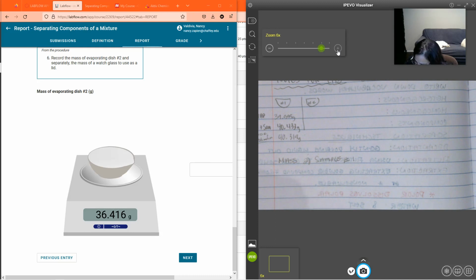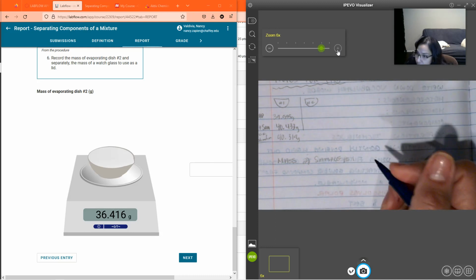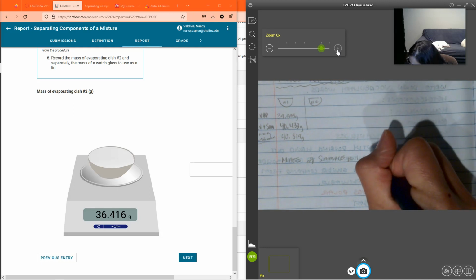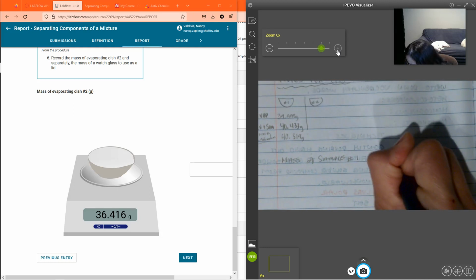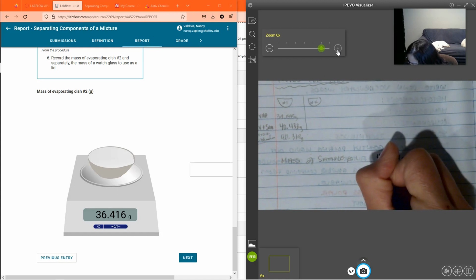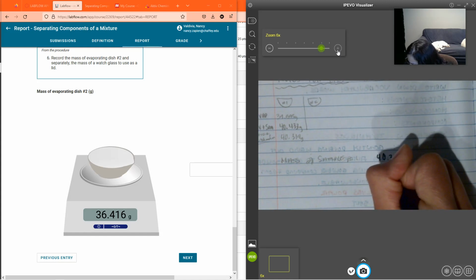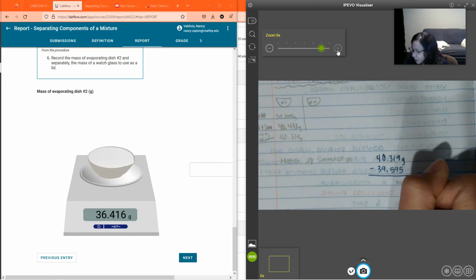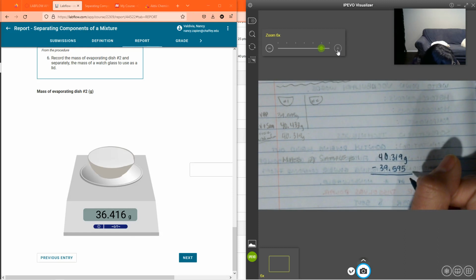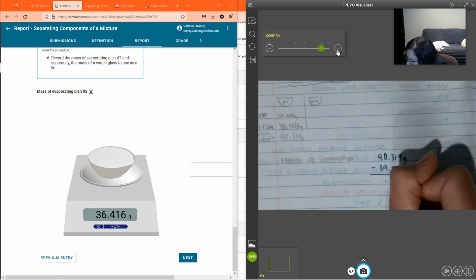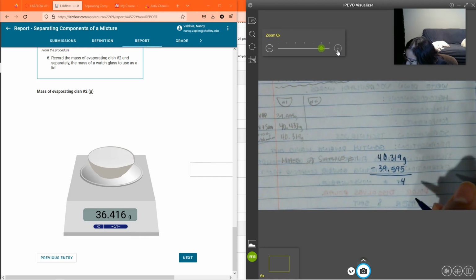Let me actually use a color for you guys. So you're going to have to remove the mass of your evaporating dish from this. So you have 40.319 grams minus 39.595. Okay. Oh, excuse me, that's going to be the mass of your sample. Right? So that's going to be 4.